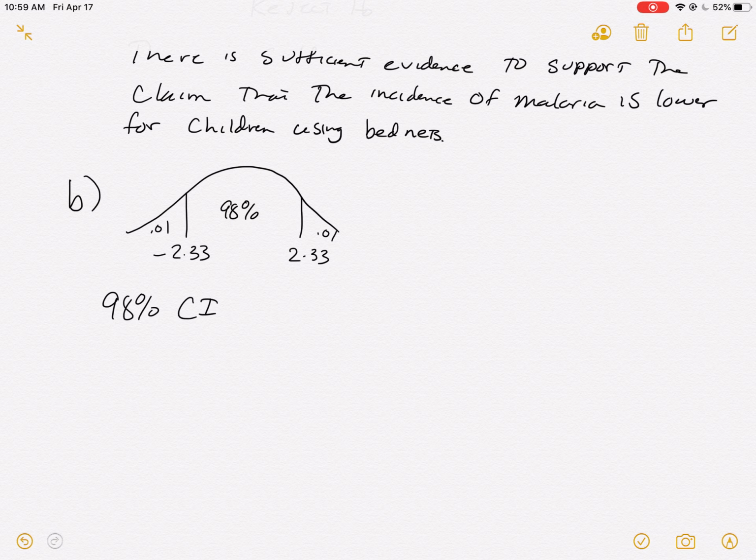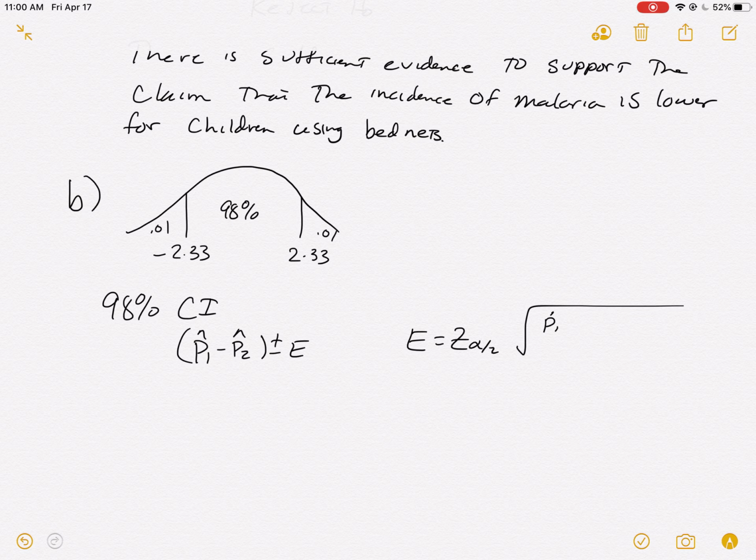Well, we know how to do that. I take P1 hat minus P2 hat and add and subtract some error. We know that that error is Z alpha over 2 times the square root of P1 hat Q1 hat all over N1 plus P2 hat Q2 hat all over N2. And so we're good to go. Let's work on this error formula a little bit. The Z alpha over 2, well, it's going to be the same 2.33 critical value.